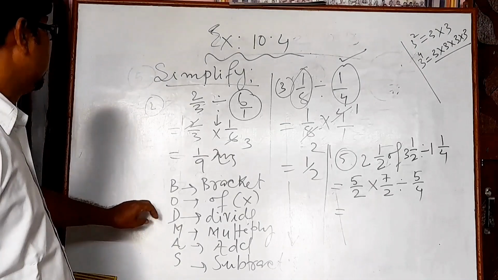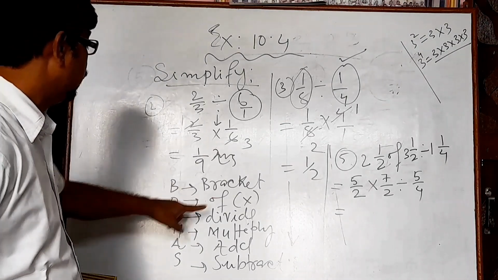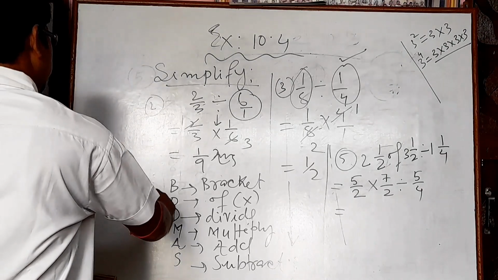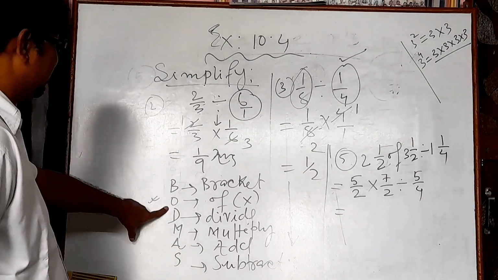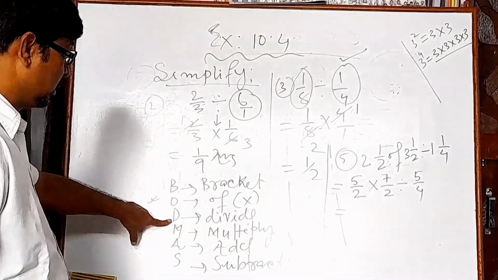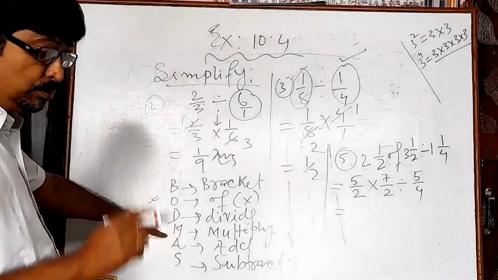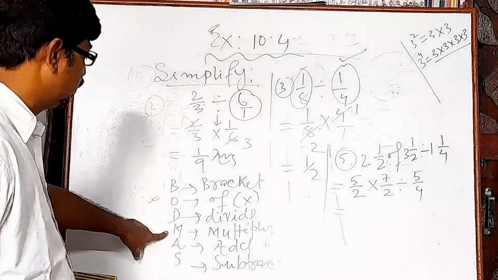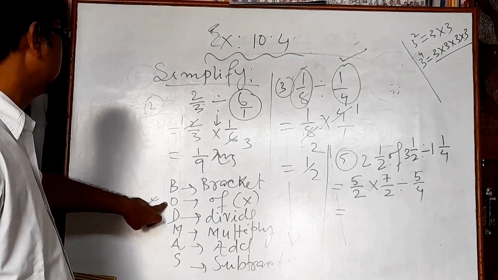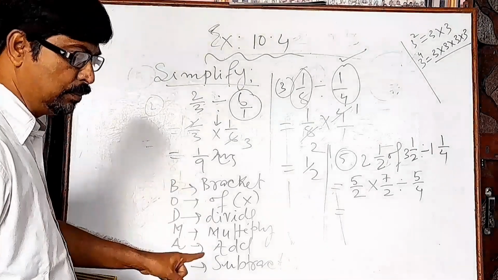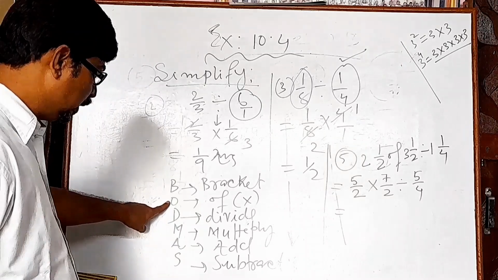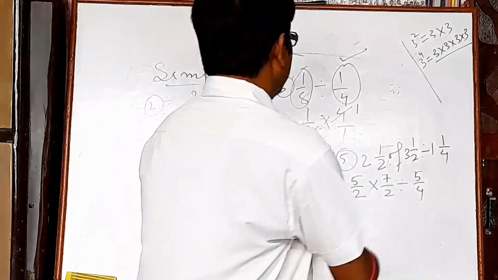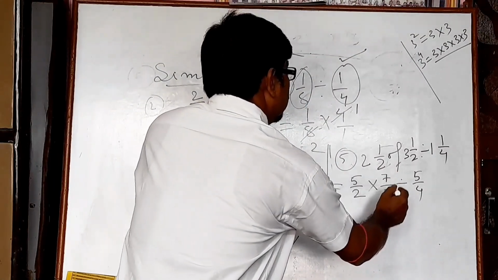You may be confused that of means multiply and here one more multiply is there, but when of is there, preference will be given to it at first, after that division. Then the simple multiplication with the cross sign will be done later on. First of all, this multiplication will be done, then the other multiplication. Don't forget this. So 5/2 of 7/2 divided by 5/4.